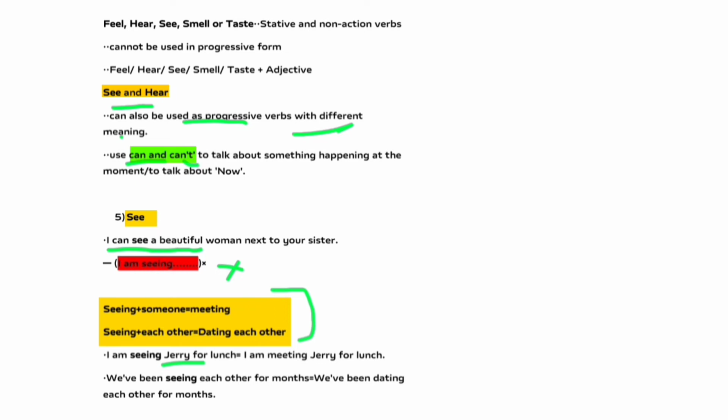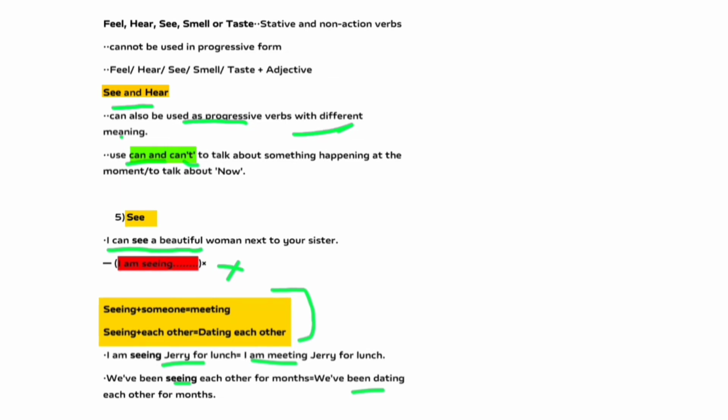Here, using the progressive form gives a totally different meaning. That is, I am meeting Jerry for lunch. And in the next sentence, we have been seeing each other for months. Here, it's also giving a totally different meaning. That means we have been dating each other for months.